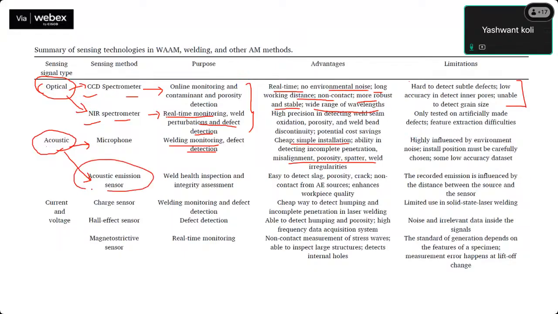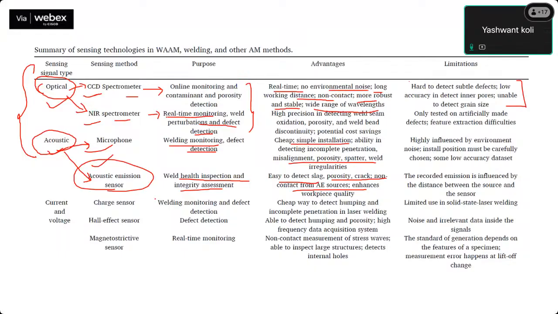For AE sensors, the purposes are weld health inspection and integrity assessment, and it is easy to detect slag, porosity, and cracks. Depending on the defects, we can choose the sensors we want to use. It is not that we can use only one sensor. We can use a combination of both, optical also, acoustic also, and many other sensors, and multiple sensors can be integrated in one system.